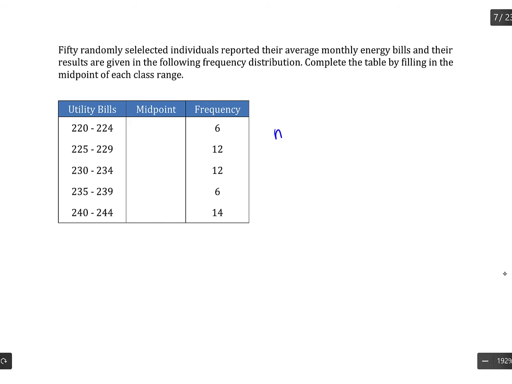Now, midpoints. We have a formula for midpoints. The midpoint of a class is the lower class limit plus the upper class limit divided by 2. But if you think about this in a different way, it's not really a formula that you have to memorize. It's an average.